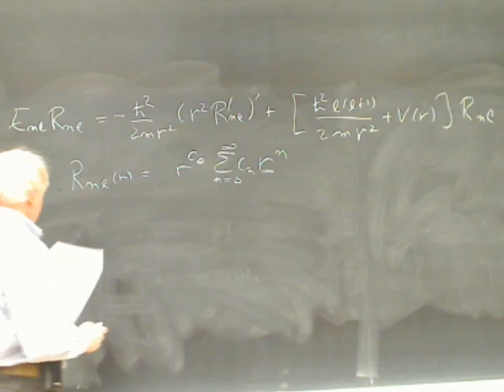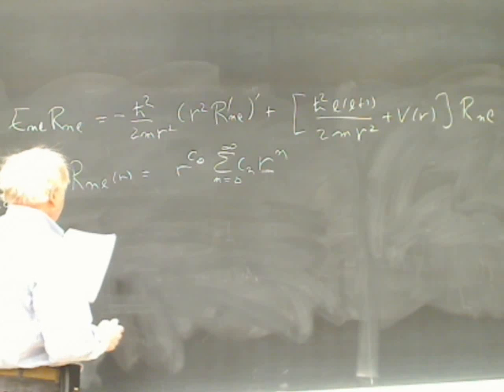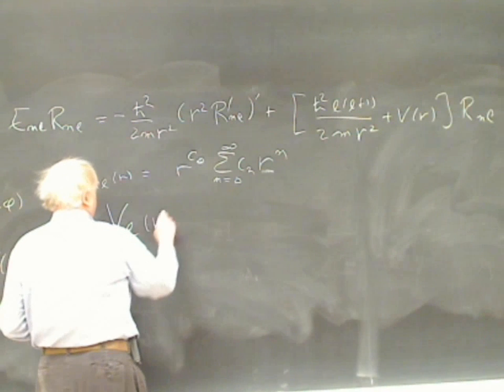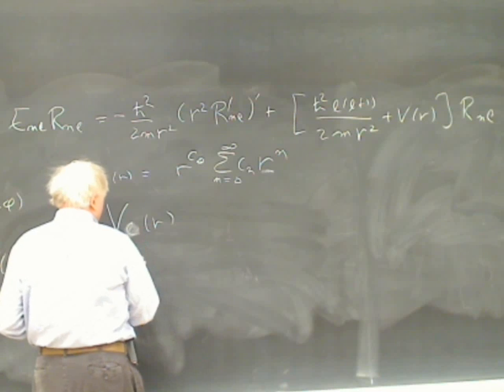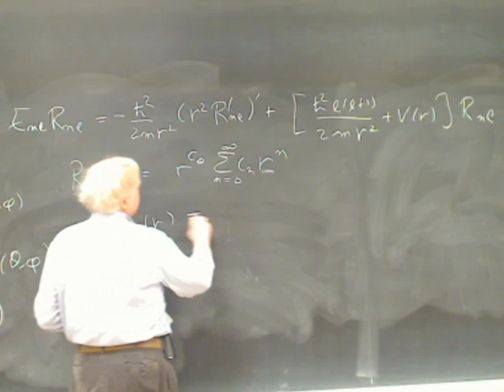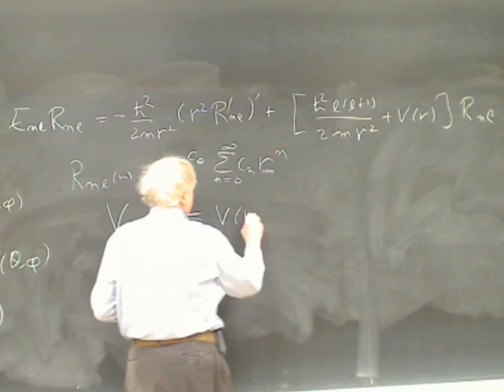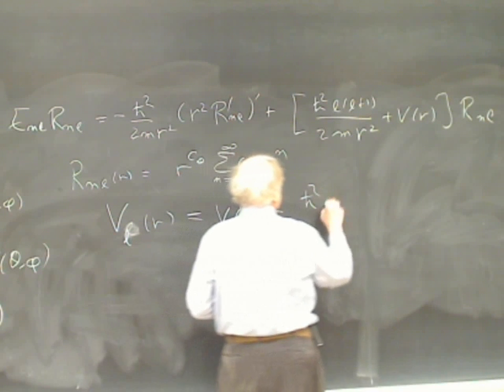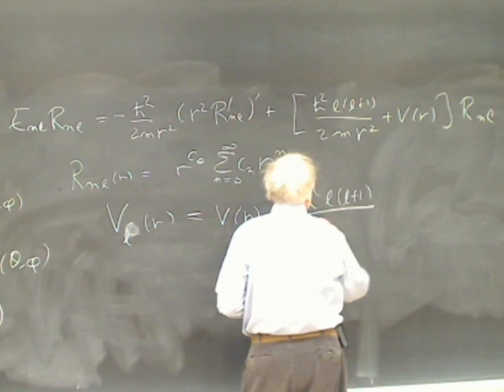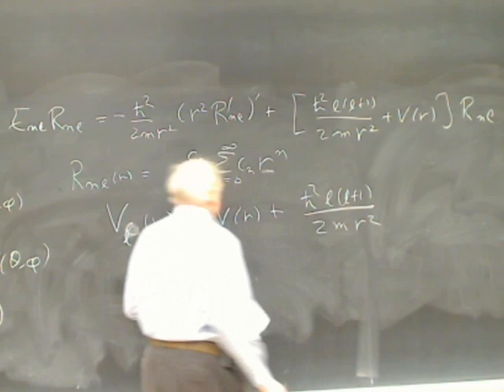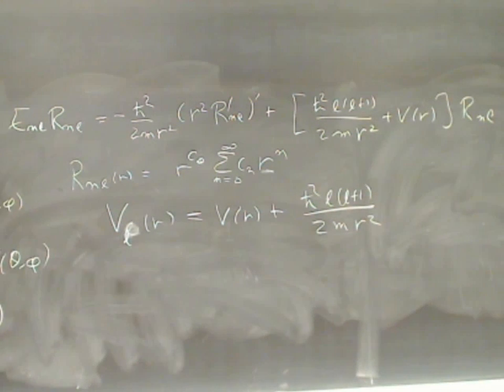Notice that what we have here is effectively an effective potential. Let's call it V_l. V_l is V of r plus h bar squared l(l plus 1) over 2m r squared. So what effectively you have is a one-dimensional problem with a different potential. The potential is the ordinary potential V of r, and then augmented by this centrifugal barrier.